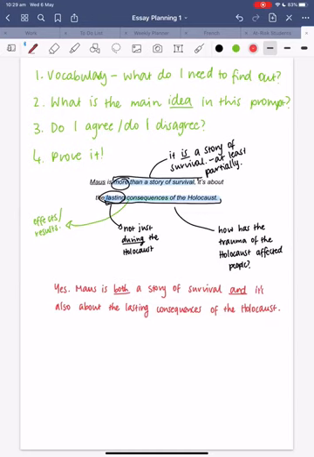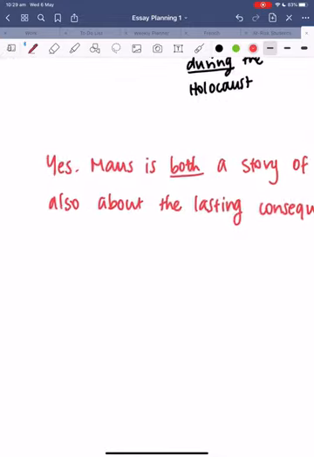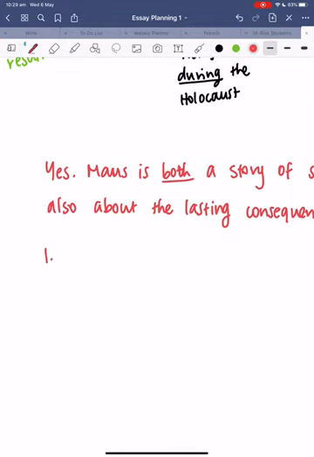Okay, so I've said, yes, I think that it's more than a story of survival. Now I'm going to think about why. I've also said that it's about the lasting consequences of the Holocaust. Again, I'm going to think about why. So we're up to step 4, proving it. All right, so we're going to start with number 1. Survival. In what way is this about survival? Well, I would say Vladek's story that he tells Art about his experiences during the war and all of the things that he did, all of them are driven by the need and the desire to survive. So I'm going to say Vladek's story is my proof.